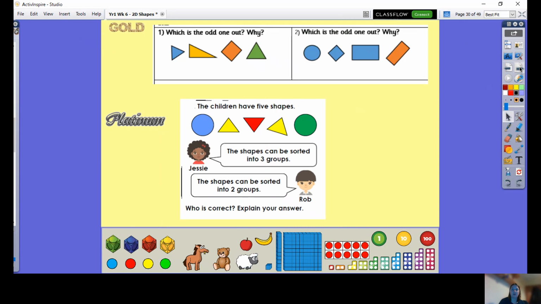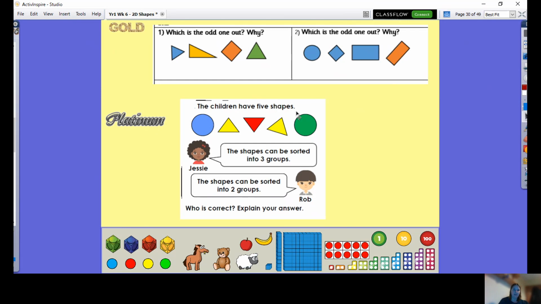Okay, and then let's have a look at the gold. So the gold is looking at these two here. Which is the odd one out and why? So looking along here, one of the shapes doesn't fit. And why is that? So in this group, one of the shapes is wrong. Why is it wrong? And here, which shape does not fit?